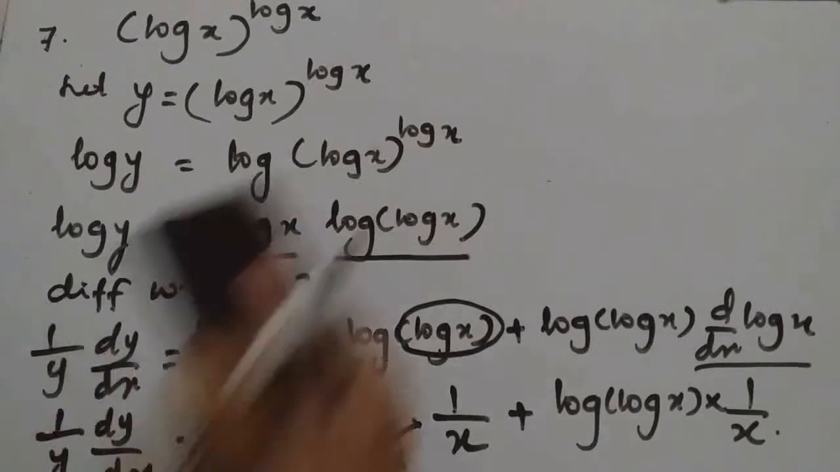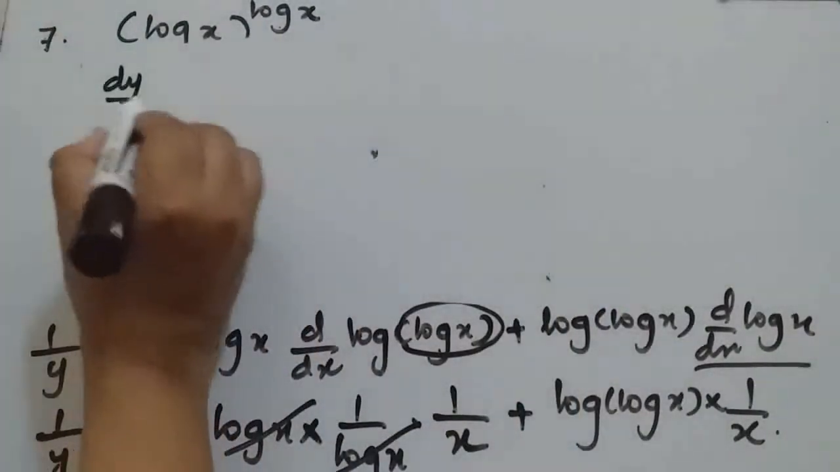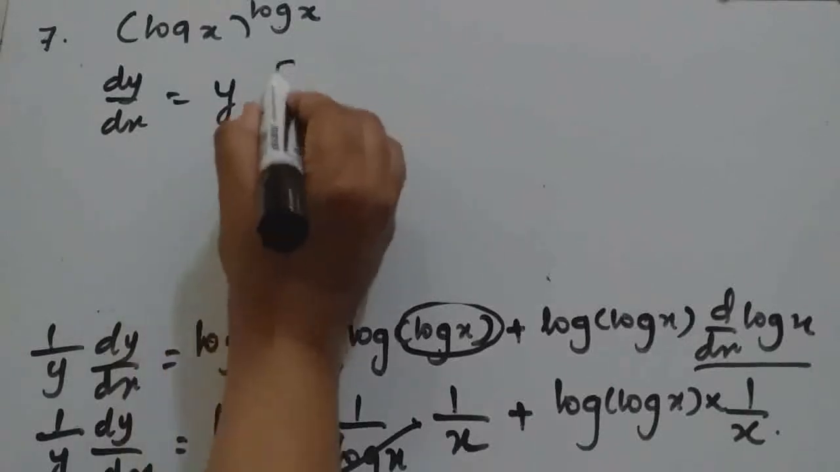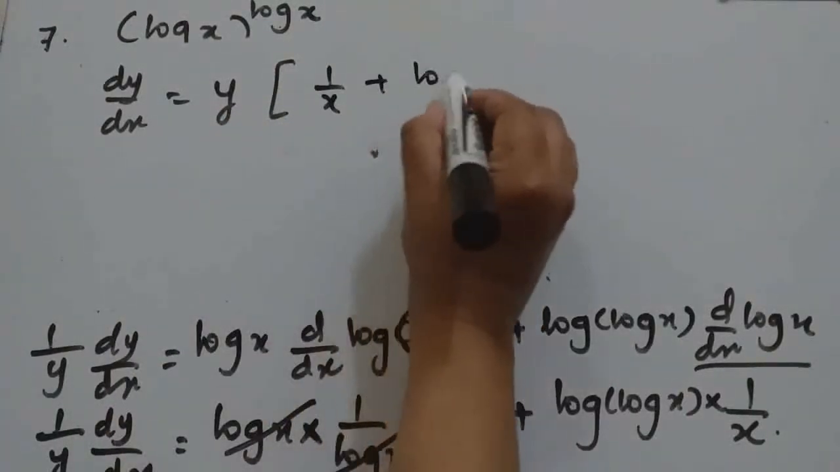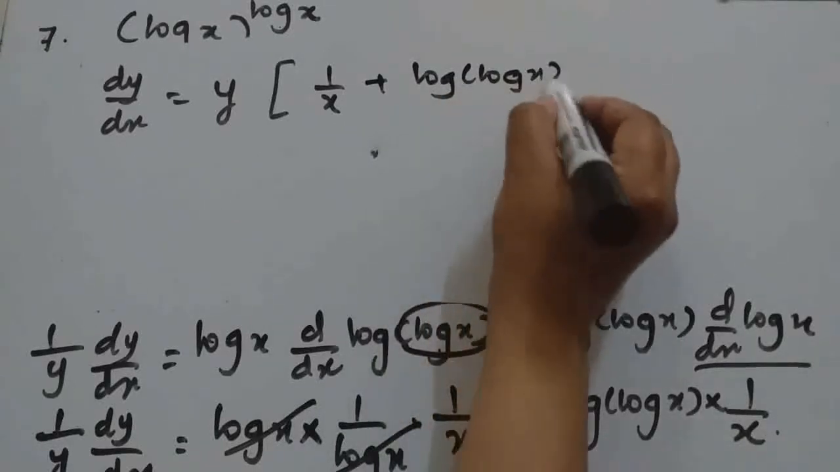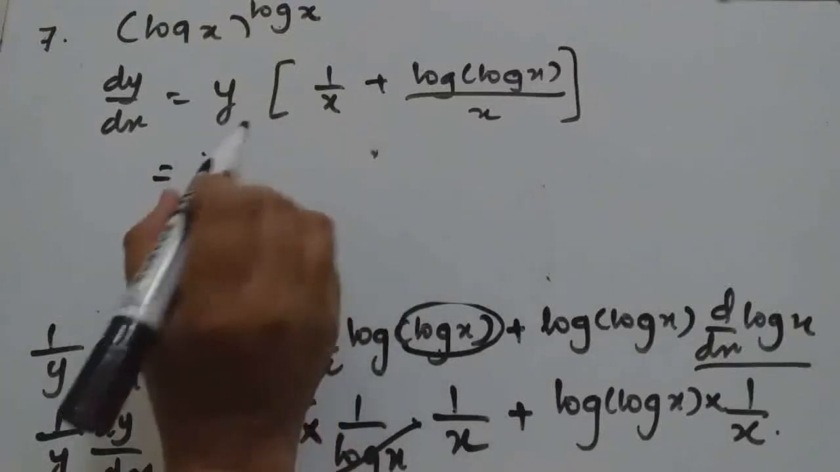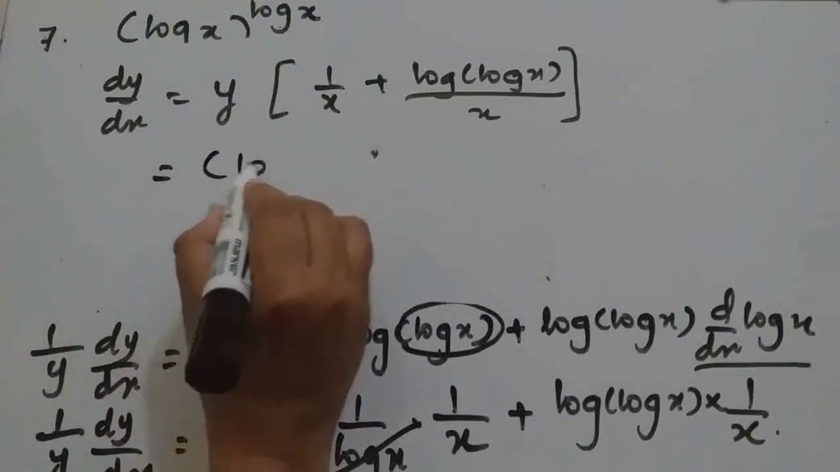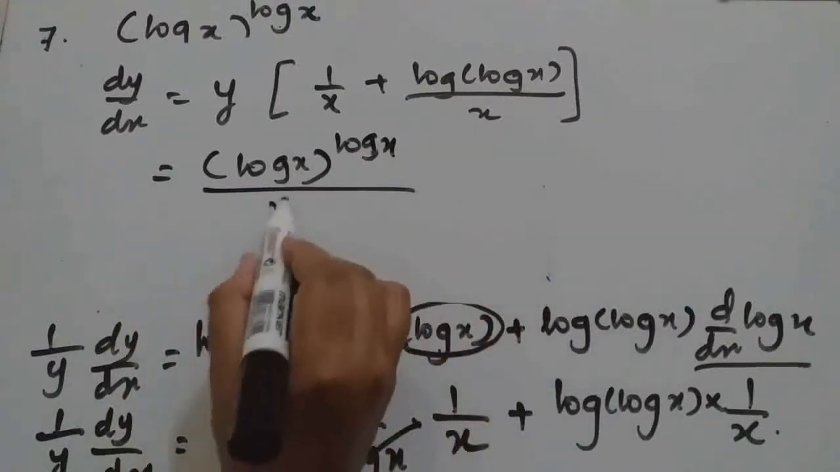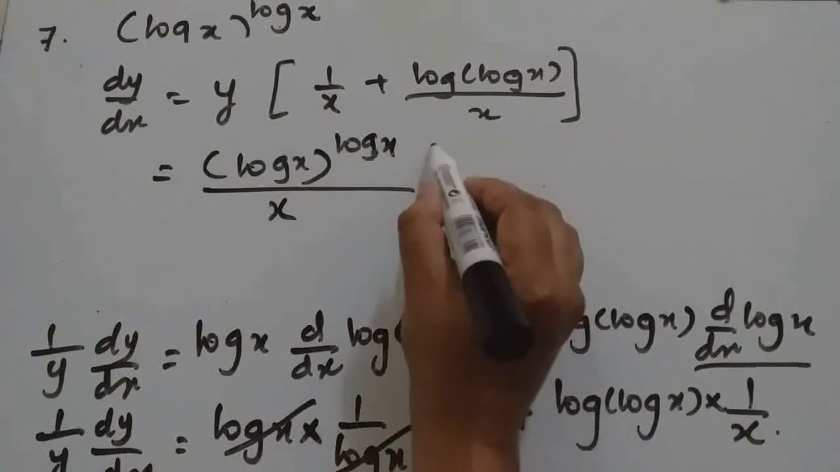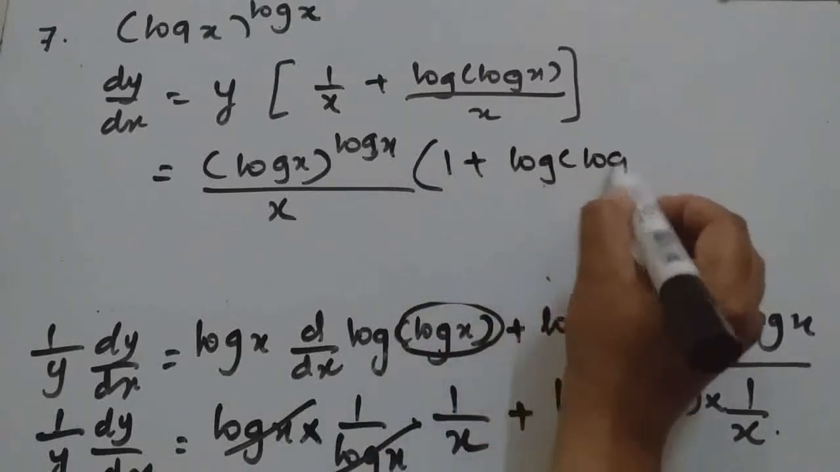So now we can write dy by dx is y times, here 1 by x is remaining, here log of log x by x. So 1 by x we can take common, and y is what? Log x power log x. And 1 by x we are taking common, so in the denominator x we can write. Then in the bracket, 1 plus log of log x will remain.